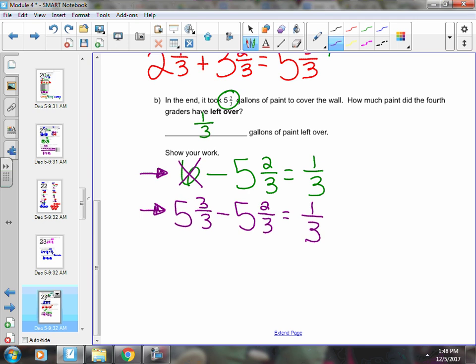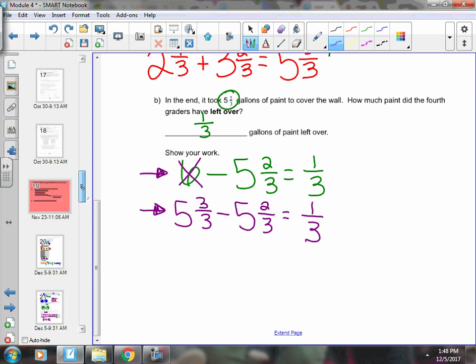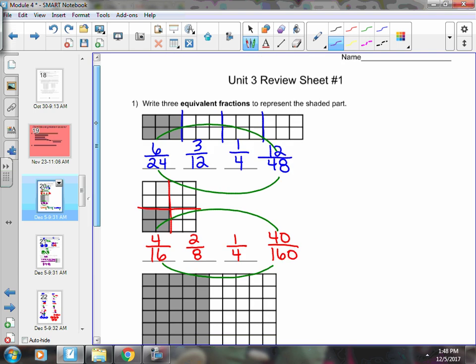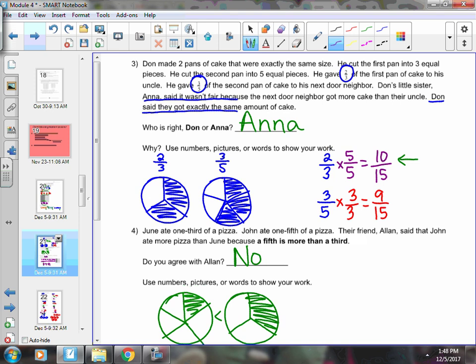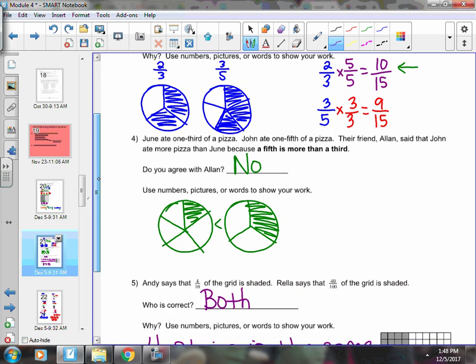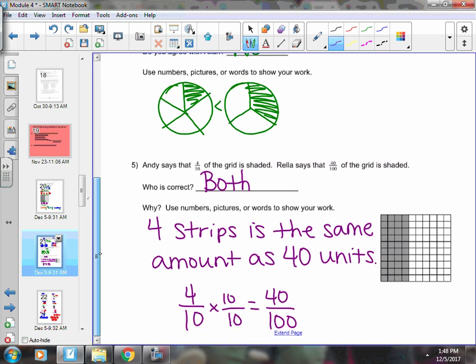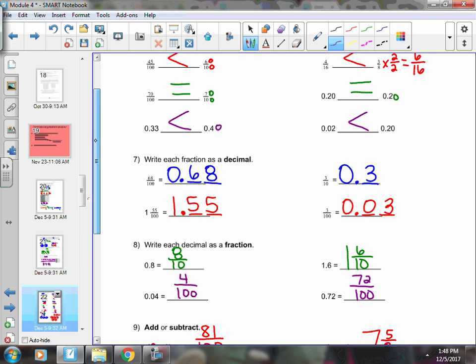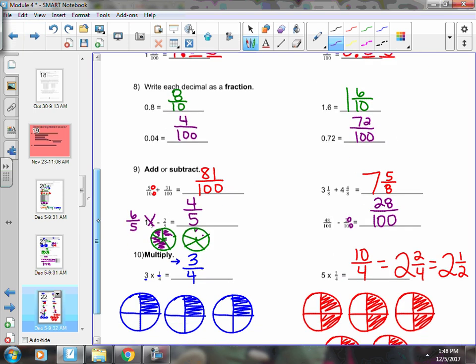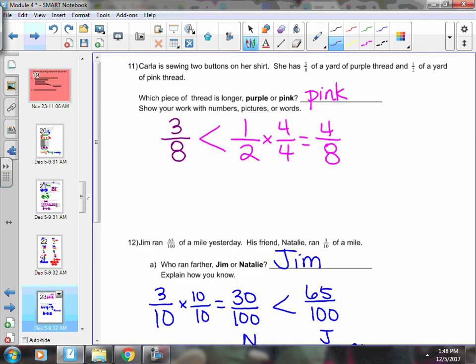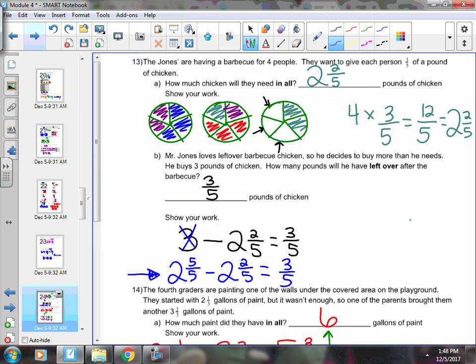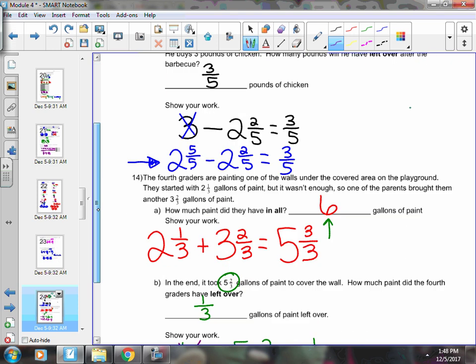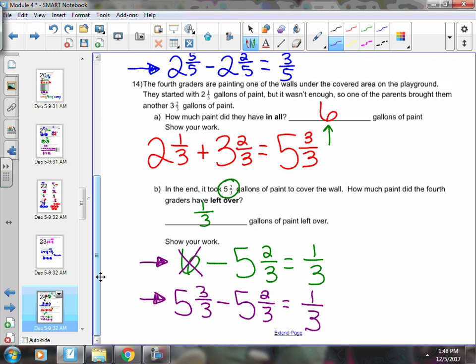Okay? All right, kiddos, let's look at the answers one last time. Page 1. Page 2. Page 3. Page 4. Page 5. Remember, when all else fails, draw a picture.